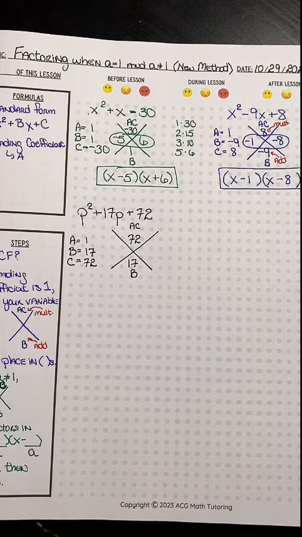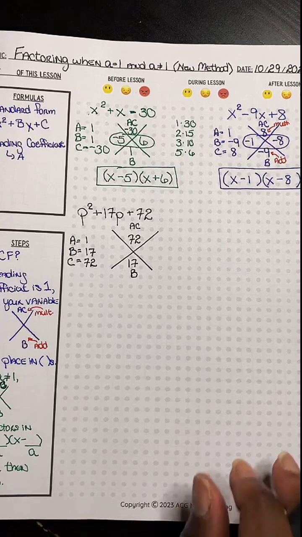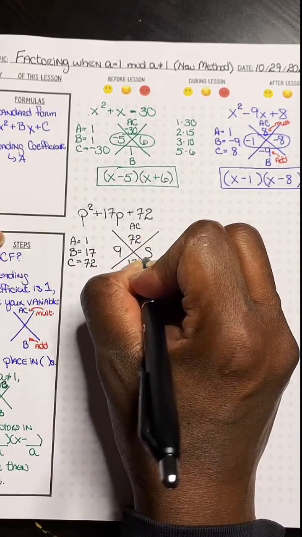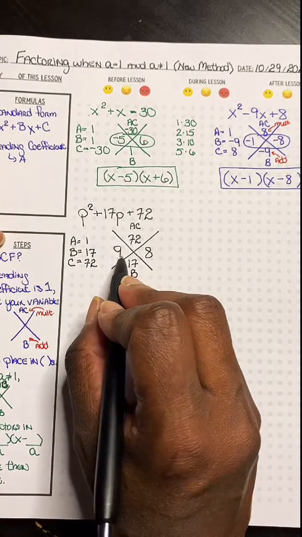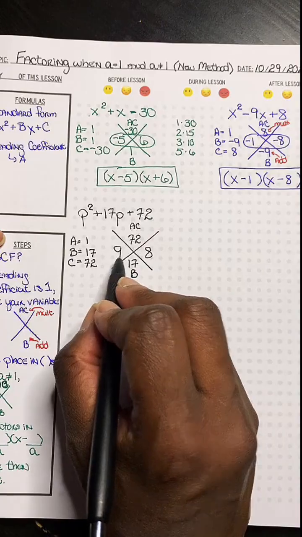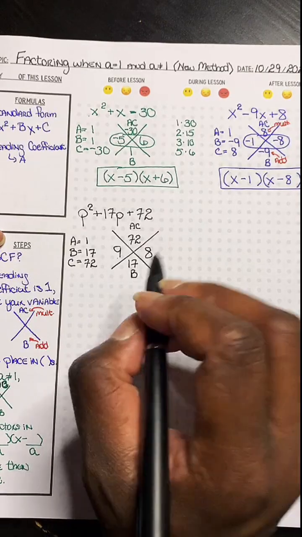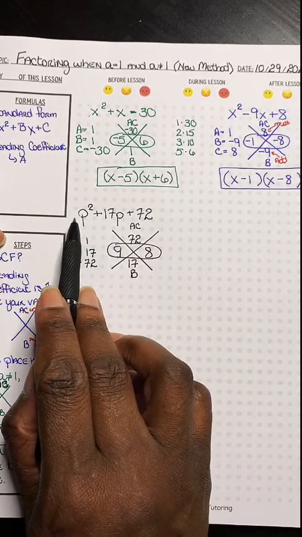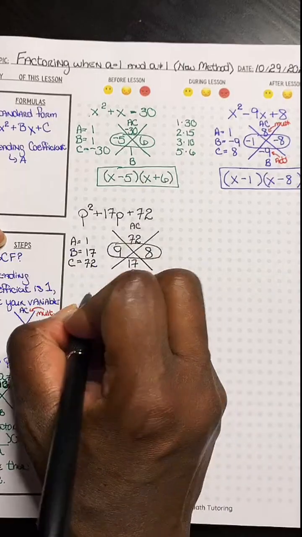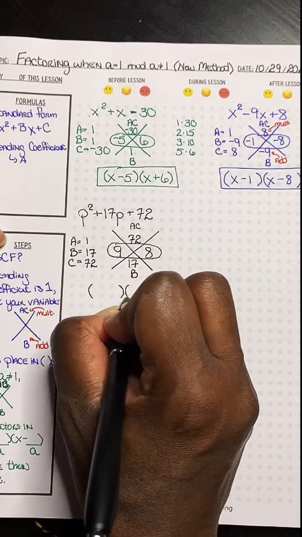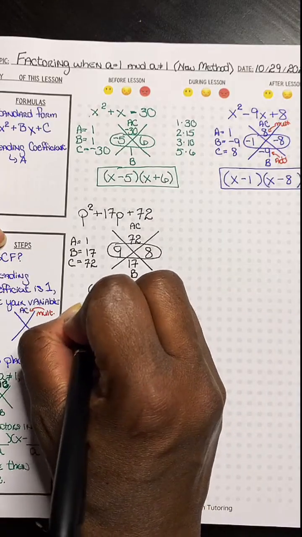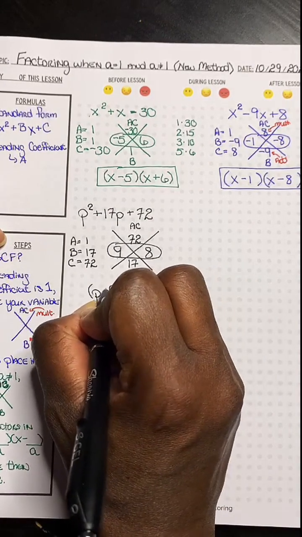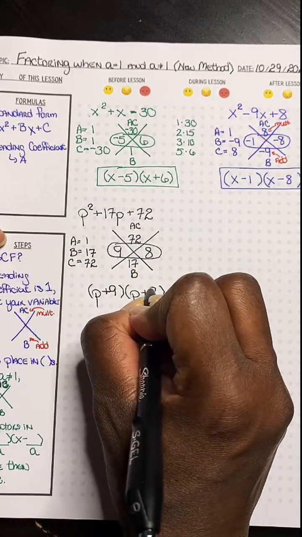All right, so let's take a look. If we use 9 and 8, two numbers multiplied to give me 72, if I add 9 and 8 together, it will give me 17. So these are two factors that we're looking for. And since our leading coefficient is a 1, that means we can go ahead and split our variable. And our variable this time is a P. And then inside, you're going to write your +9 and your +8.